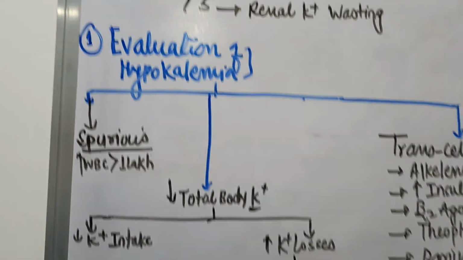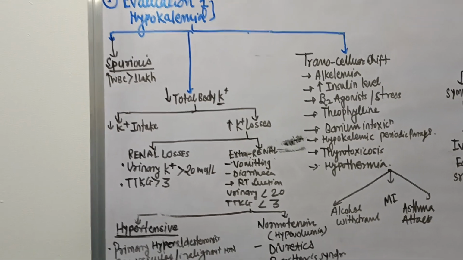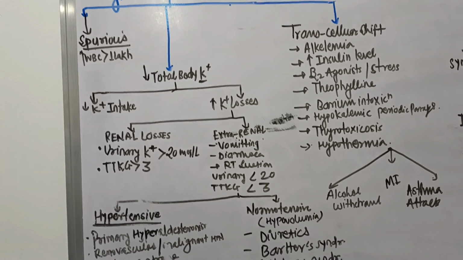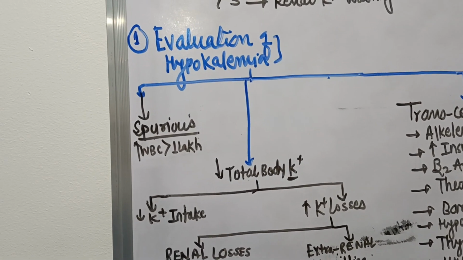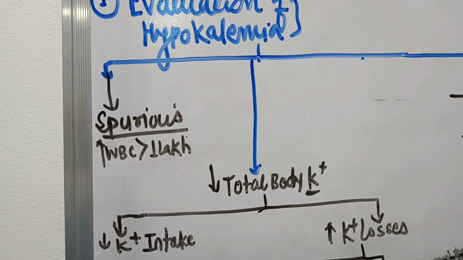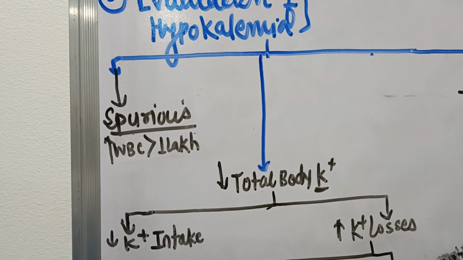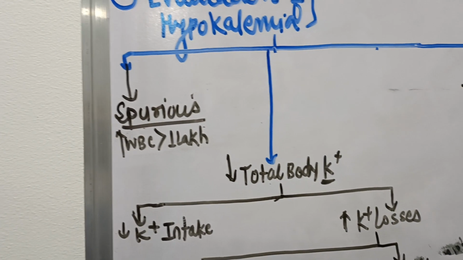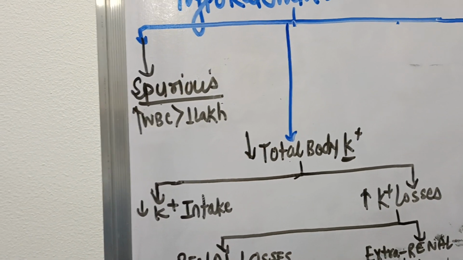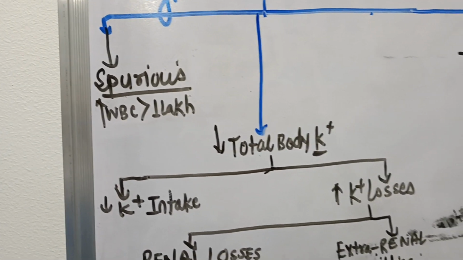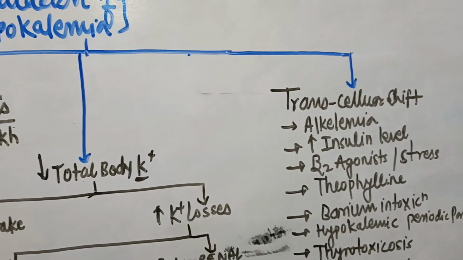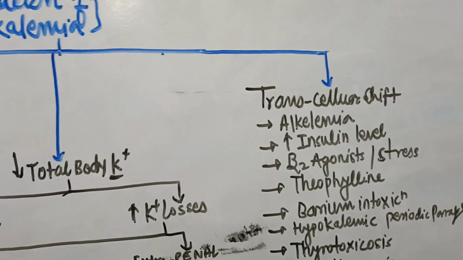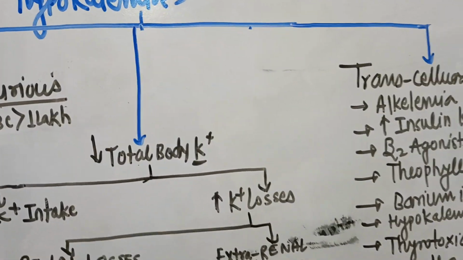This is a flow chart which shows the evaluation of hypokalemia. Initially, if there is hypokalemia, it could be spurious hypokalemia. Spurious means that whenever there is an increase in WBC count, when the WBC count is more than 1 lakh, there is false hypokalemia. Another cause is transcellular shift. Other cause is decreased total body potassium.